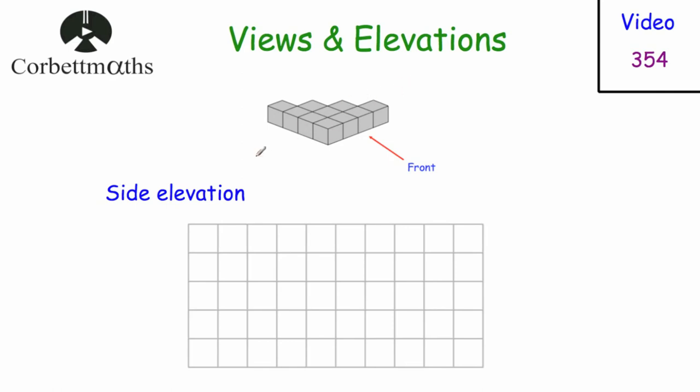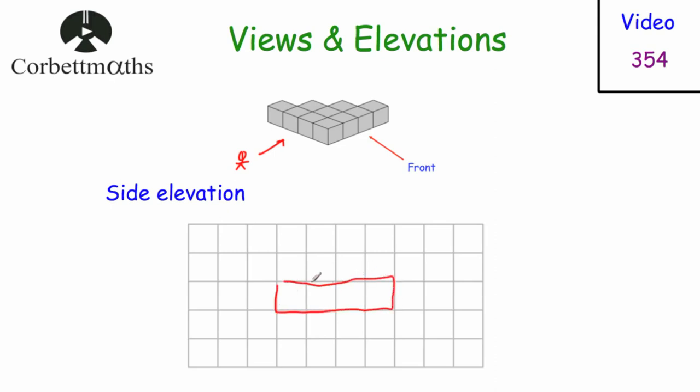I could draw it from the left hand side, or I could draw it from the right hand side, and I'm actually going to draw both. So let's start off with the left hand side. If I was here at the side and I was looking at it that way, I would again see a rectangle, and it would be 1, 2, 3, 4 blocks across. So it would be 4 blocks across like so.